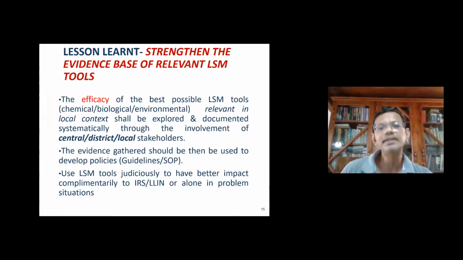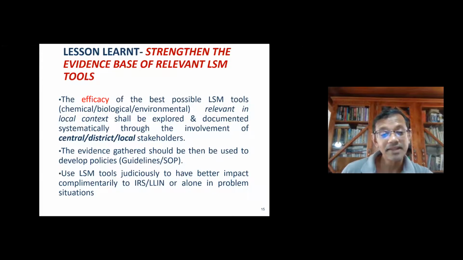So the lesson learned is we have to strengthen the evidence base of relevant LSM tools. Any country embarking on LSM needs to strengthen the evidence base of relevant LSM. The efficacy of the best possible LSM tools relevant in the local context shall be explored and documented systematically through the involvement of central, district, local, and other stakeholders. I emphasize this because these district and local people are the implementers. In research programs, these district and local people are mostly overlooked, but you need to build their capacities because they are the implementers.